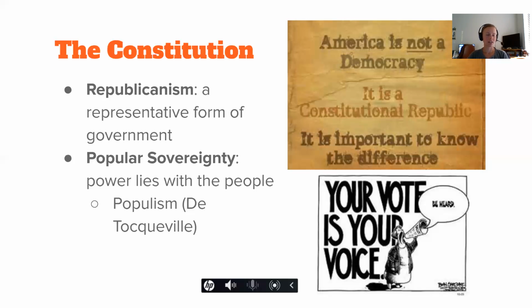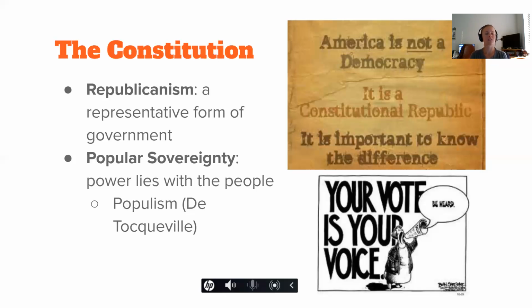We'll talk about that a little later. But republicanism is the idea of a system of government where the people have a say, and that say is in them getting to vote for those who will rule them or represent them. That's the kind of government we technically have. Popular sovereignty, we talked about in lesson 1.